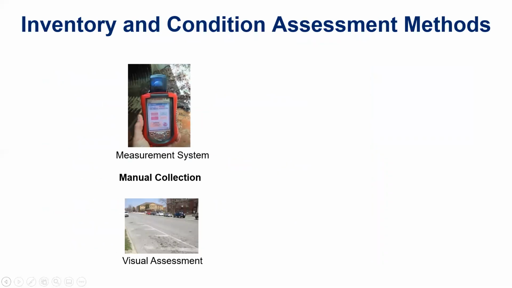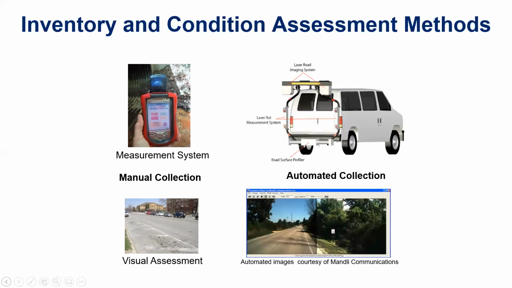So there are a lot of ways we can gather that. We can gather it manually with data collectors, iPads, or just a visual assessment. There are methods for that out there. Or if you've got a lot of money, they have vans, rideability vans, and video log vans that can collect this information. But again, the automated data collection is expensive.